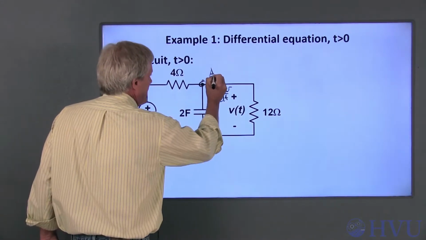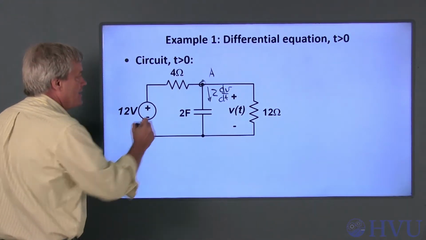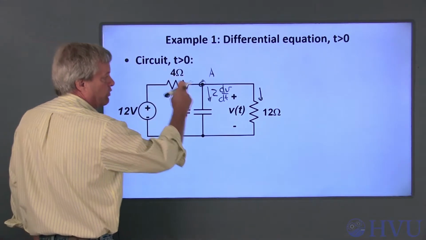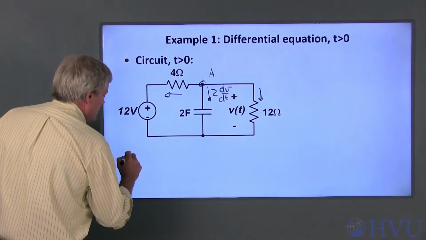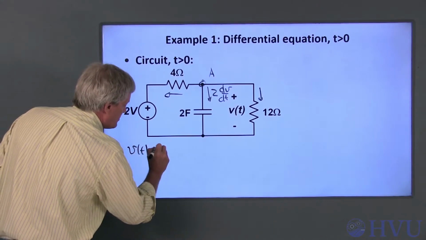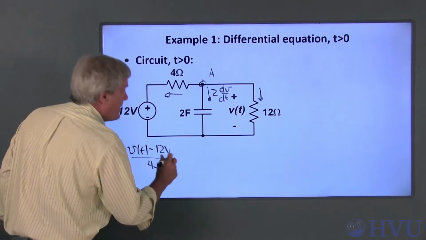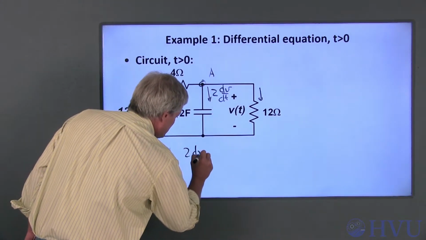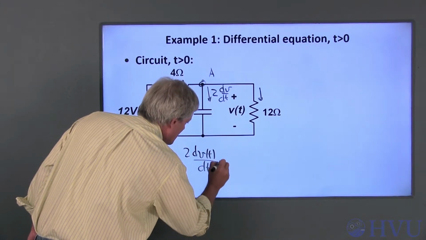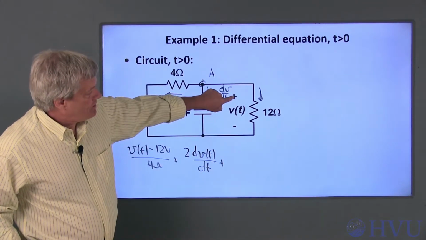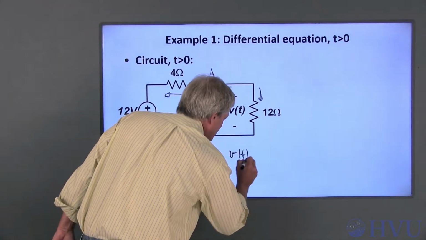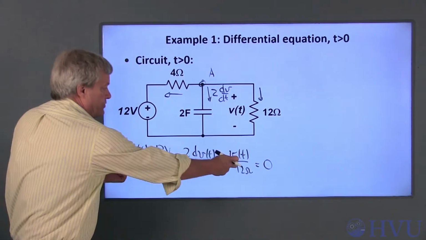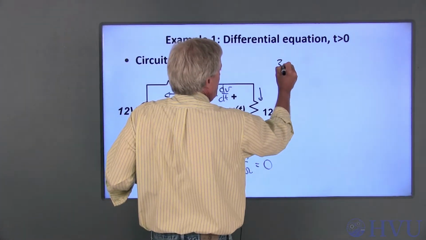Now if I label this as node A and do KCL at A, summing the currents leaving the node, I get VA minus 12 over 4 ohms. VA is just V of t, so this is V of t minus 12 volts over 4 ohms, plus this current, which is already labeled as 2 dV dt, plus the current through the 12 ohm resistor, which is just V of t over 12. That equals 0.